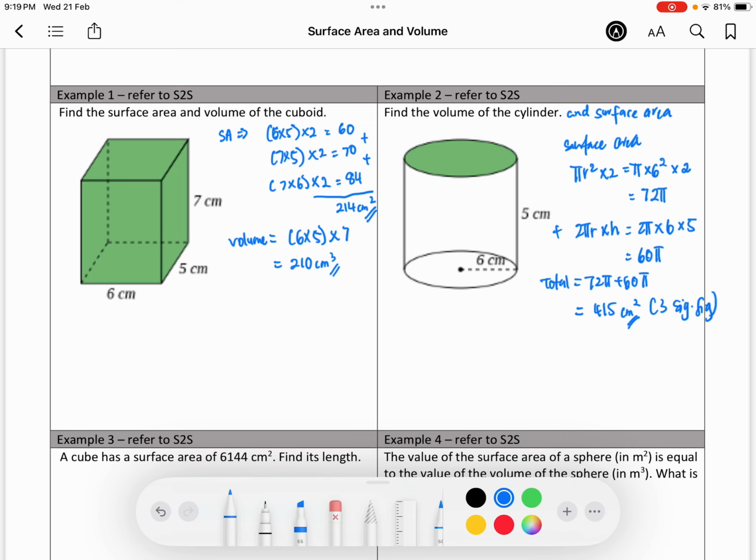Okay, the volume would be the area of the base, the cross-section area, pi r square times the height. So pi times 6 square times 5, and you get your answer equals to 565 cubic centimeter. Again, you round it off to 3 significant figures because the answer is not exact.